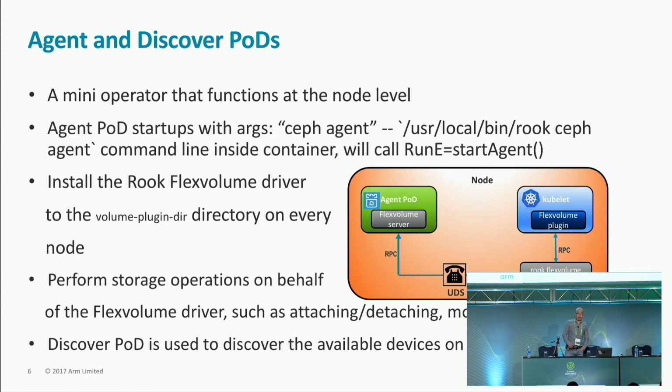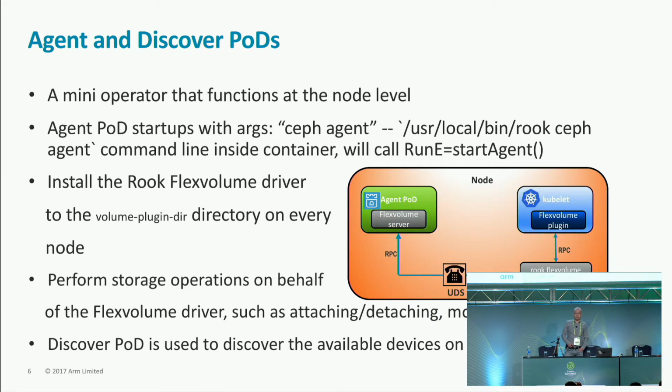So now we talk about the agent and the discover pods of the Rook. Discover is used to detect the available devices in the node periodically. It's not very important, so in today's presentation, we will not talk more about it. All the rest of the content in these slides is about the agent. You can regard the agent pod as a mini operator that functions at the node level.